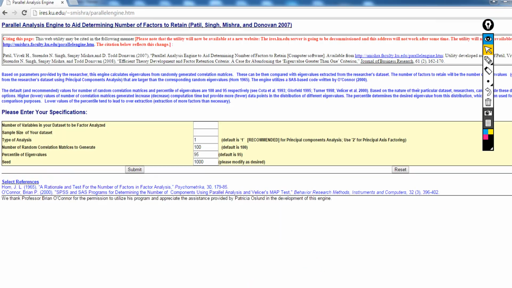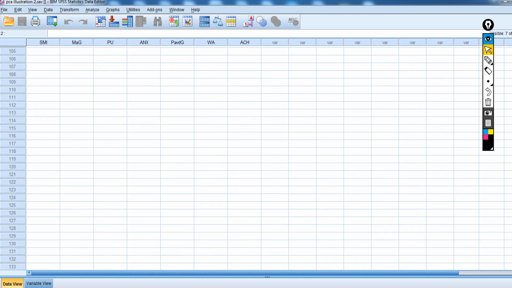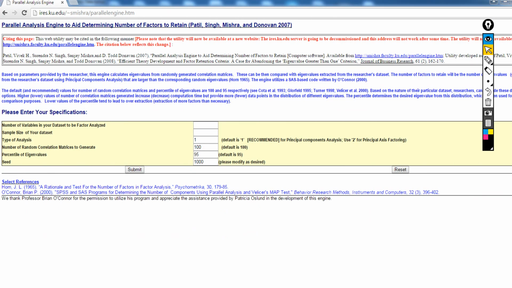So the number of variables to be factor analyzed. Remember that ultimately we were going to try to predict achievement, so we're only going to be factor analyzing these 6 items right here. We have 6 items and 100 cases. So right here I'll put down number of variables 6. The sample size is 100. And the type of analysis, the 1 is for principal components analysis.